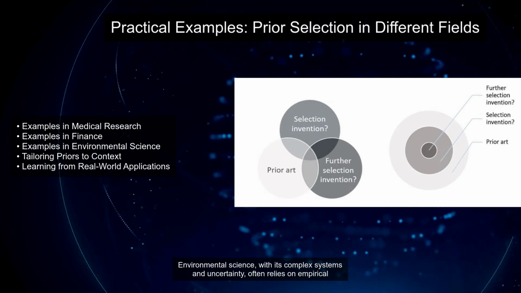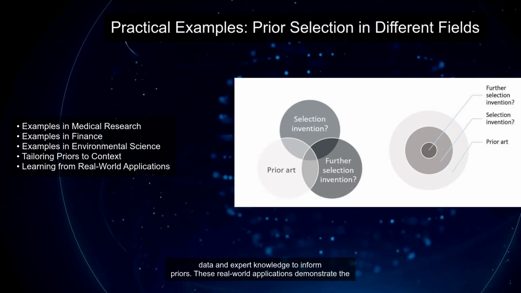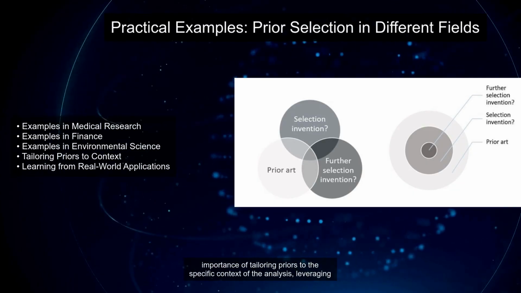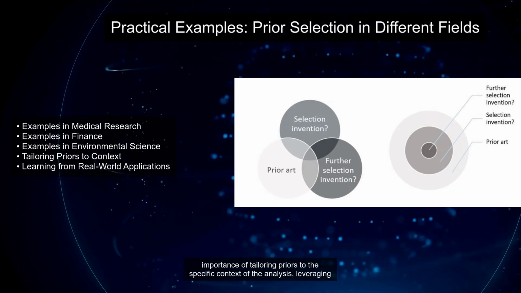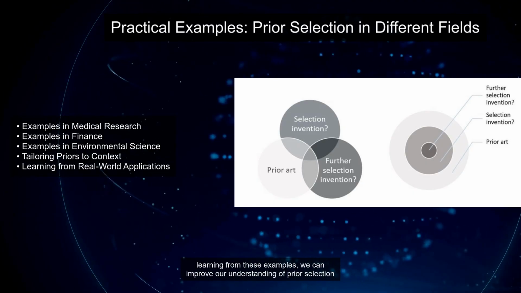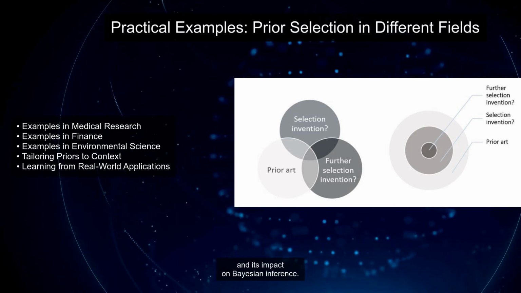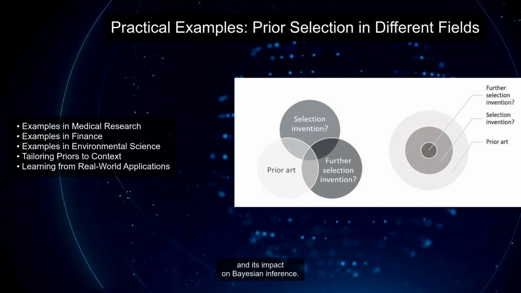In finance, historical market data and economic theories can shape the priors, helping to model stock returns or economic indicators. Environmental science, with its complex systems and uncertainty, often relies on empirical data and expert knowledge to inform priors. These real-world applications demonstrate the importance of tailoring priors to the specific context of the analysis, leveraging domain expertise to enhance the relevance and robustness of Bayesian models. By learning from these examples, we can improve our understanding of prior selection and its impact on Bayesian inference.